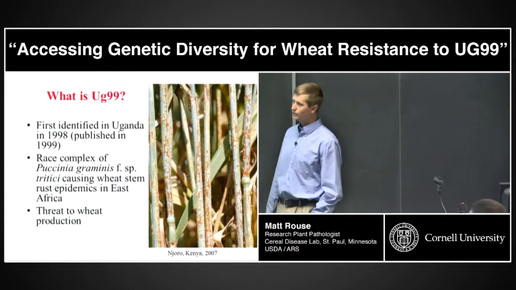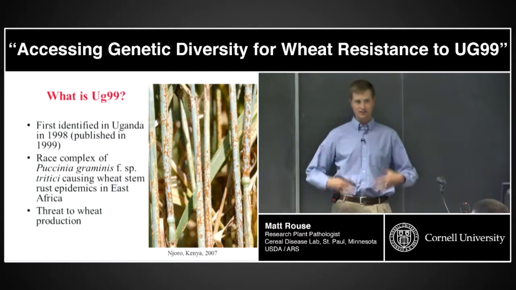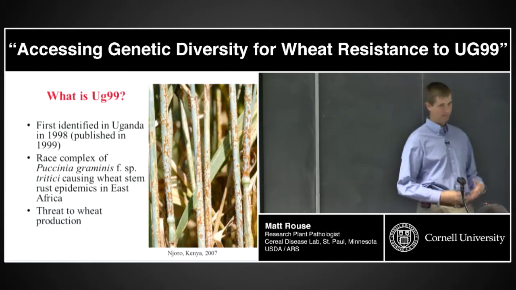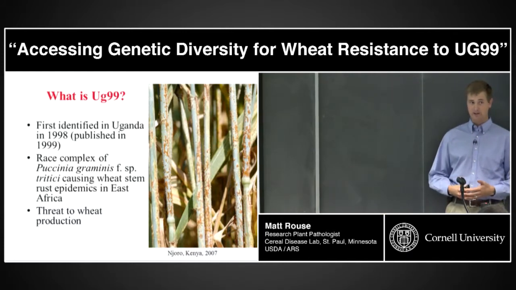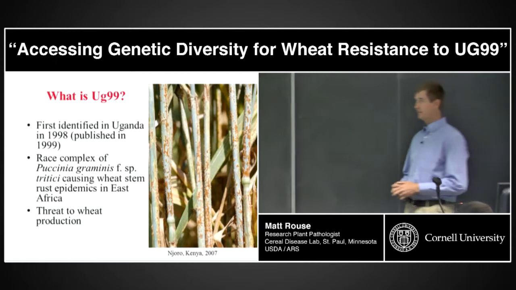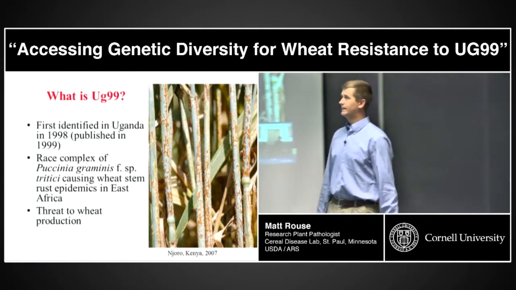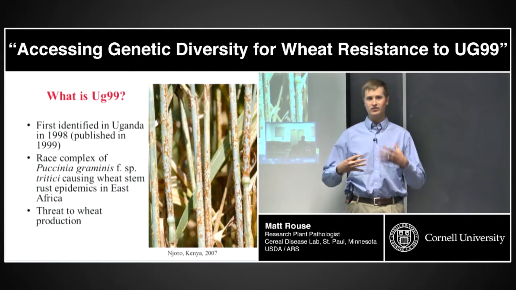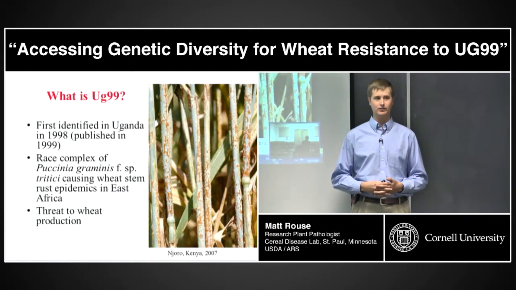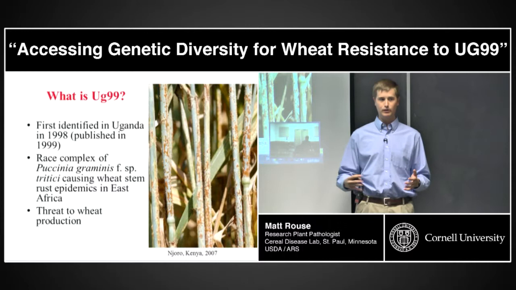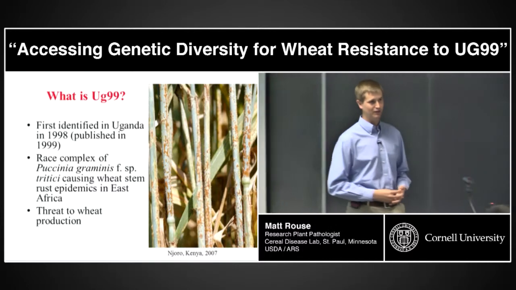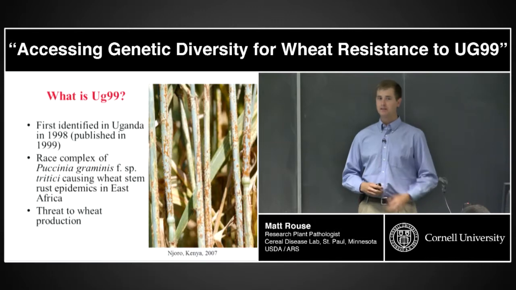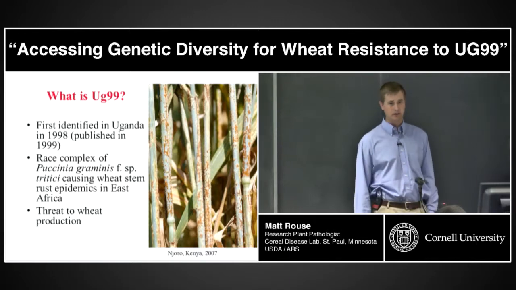So in summary, I hope I've shed some light as to what is UG99. We know that it was first identified in Uganda in 1998, and that it was characterized in 1999, and that's where we get the name UG99. But also, it's not just a single race or a single isolate. It's a race complex of Puccinia graminis. And so it's a little bit hard as a breeder to breed against something that's not simple. And the last thing is that it's a threat to wheat production.